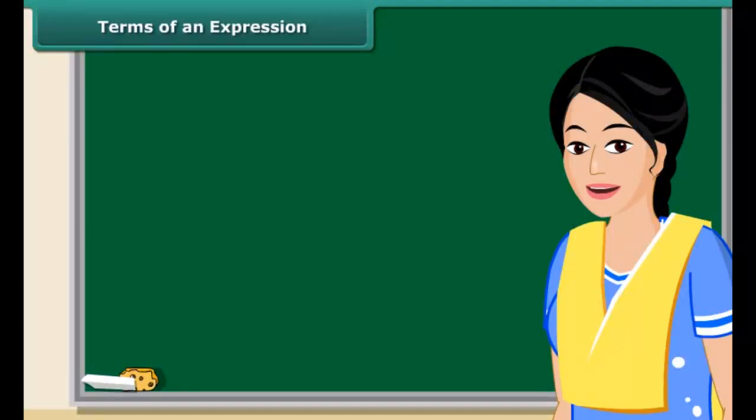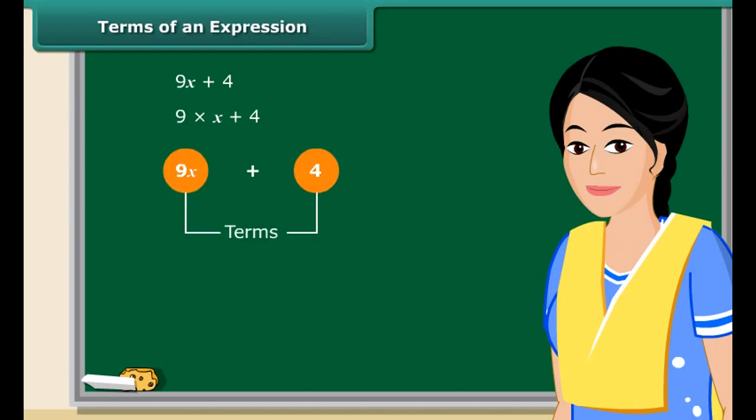Now we will discuss what terms of an expression and their factors are. Consider the expression 9x plus 4. In forming this expression, we first formed 9x separately as a product of 9 and x and then added 4 to it. So, you have seen these expressions have parts which are formed separately and then added. We call these parts terms. That means terms are added to form expressions.